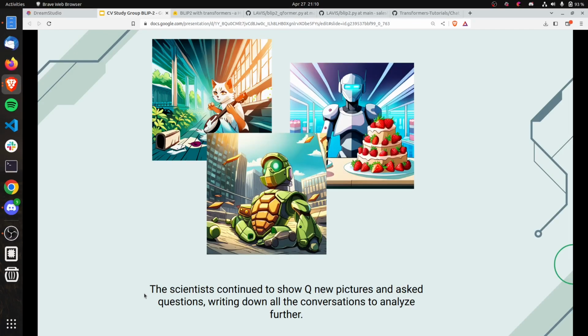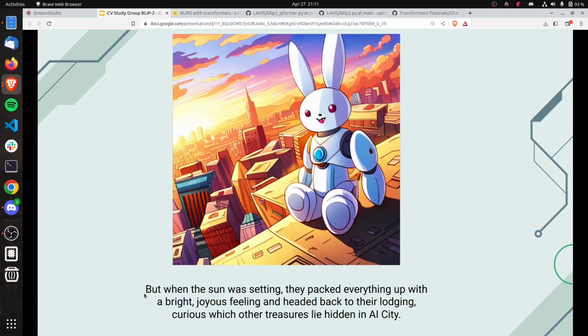And the scientists continued to show Q new pictures and ask questions, writing down all the conversations to analyze further. But when the sun was setting, they packed everything up with a bright, joyous feeling and headed back to their lodging, curious which other treasures lie hidden in AI City.